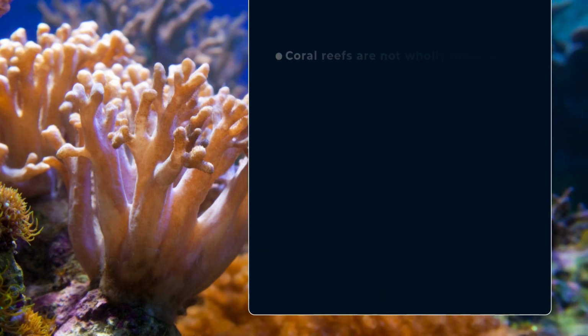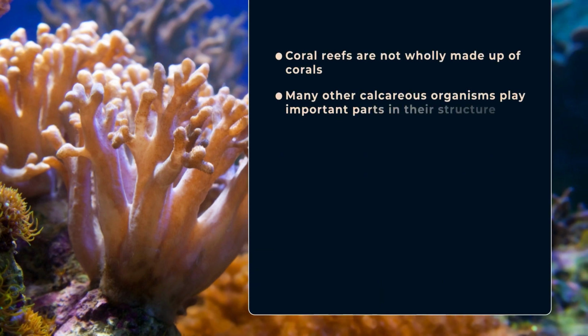And for quite a long time, as the seabed has been explored, scientists have been trying to understand why and how and what makes the coral reefs what they are. So, coral reefs are not wholly made up of corals. Many other calcareous organisms play important parts in their structure.